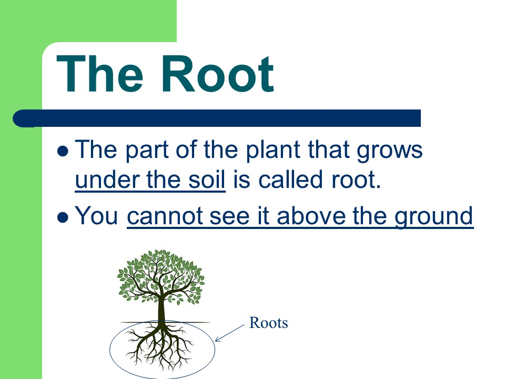First, the root. The part of the plant that grows under the soil is called root. You cannot see it above the ground. In the diagram, you can see there is a tree, and below the ground, you can see there are roots. When you see the plant from up, you don't see the roots. So, the part of the plant that grows under the soil is called root.